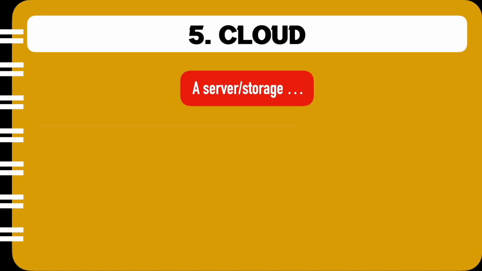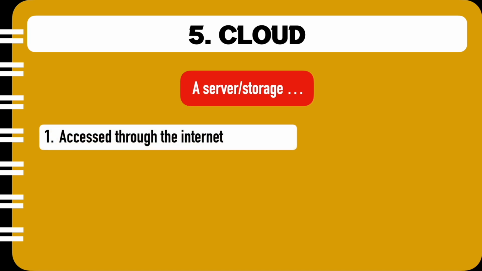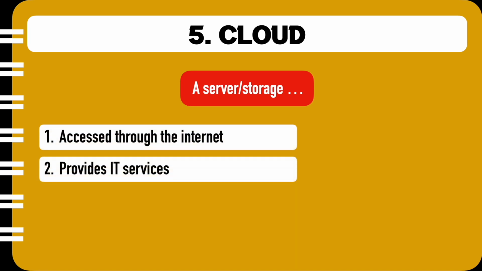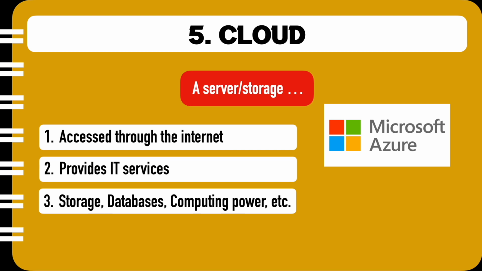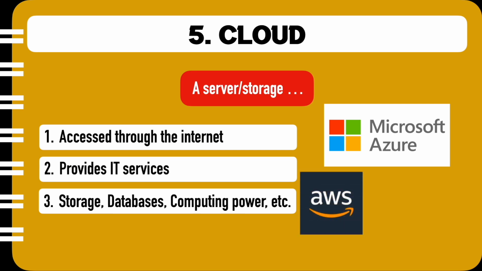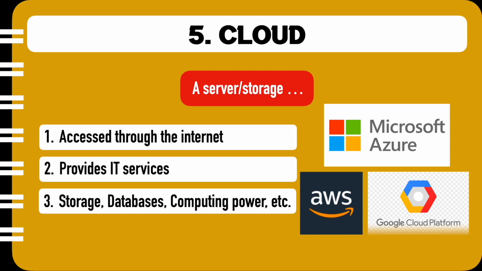The last one in the digital category that I'll be talking on is a cloud. A cloud is a server, or to put it very simply, is storage that can be accessed through the internet. It provides IT services such as storage, access to different databases, computing power, etc. I have three examples here. We have Microsoft Azure, then we have Amazon Web Services, and the last one is Google Cloud Platform.